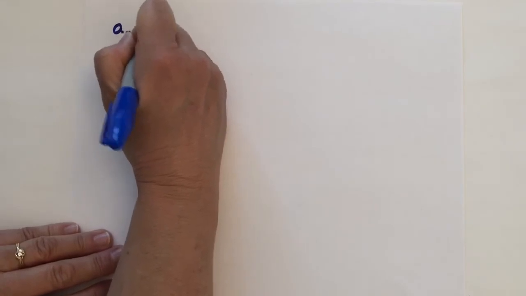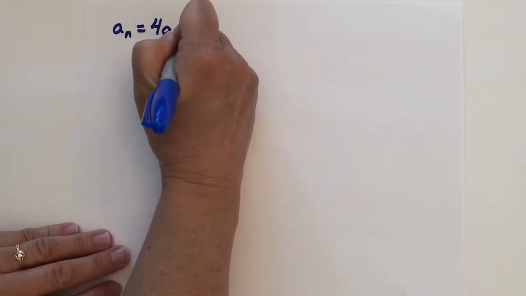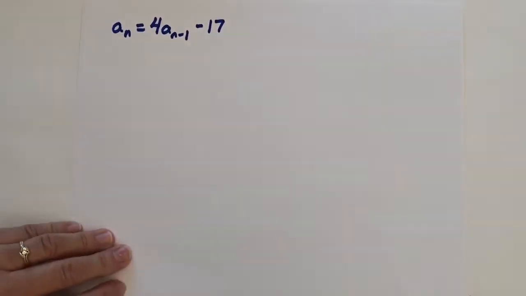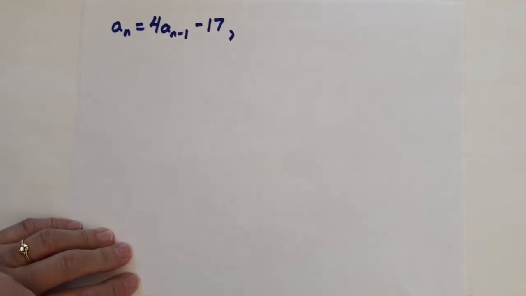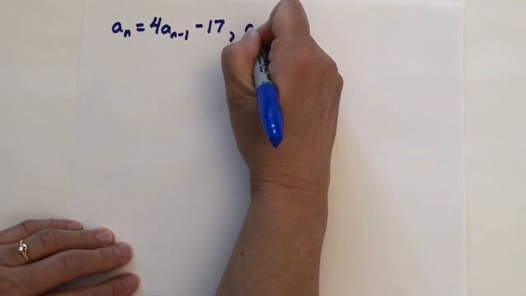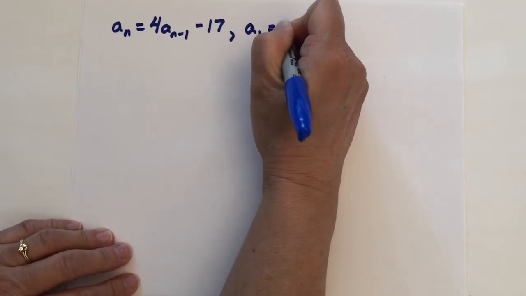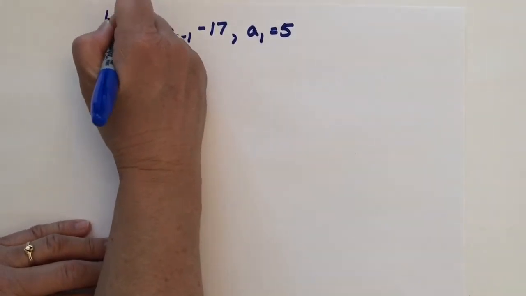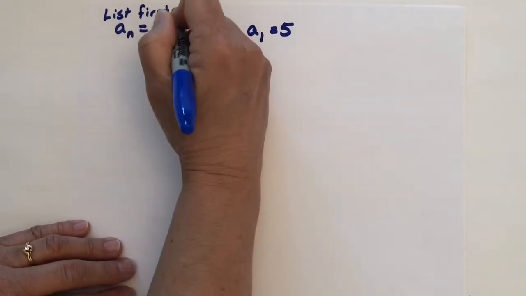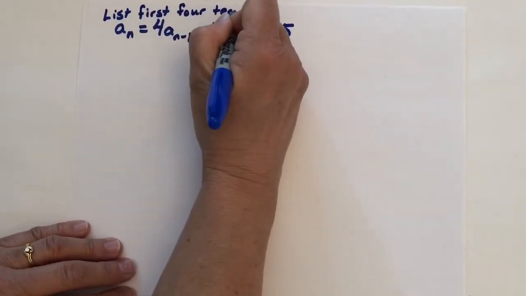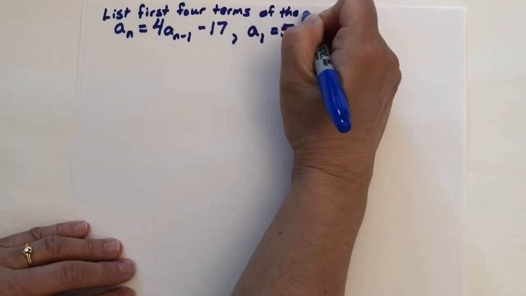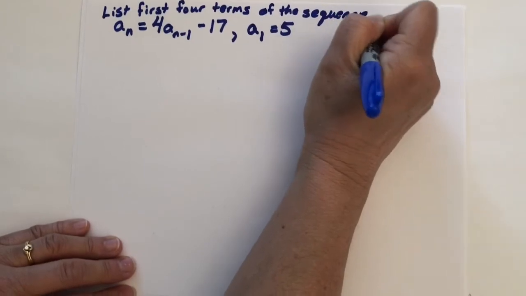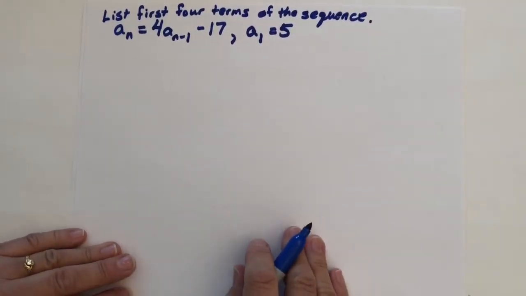Let's let the formula be this. A sub n equals 4 times a sub n minus 1 minus 17. And remember, you do need to be told a first term, otherwise you wouldn't know where to start. And we'll let the first term equal 5. And let's let the directions be, list the first 4 terms of the sequence. So the first term is actually given for us.